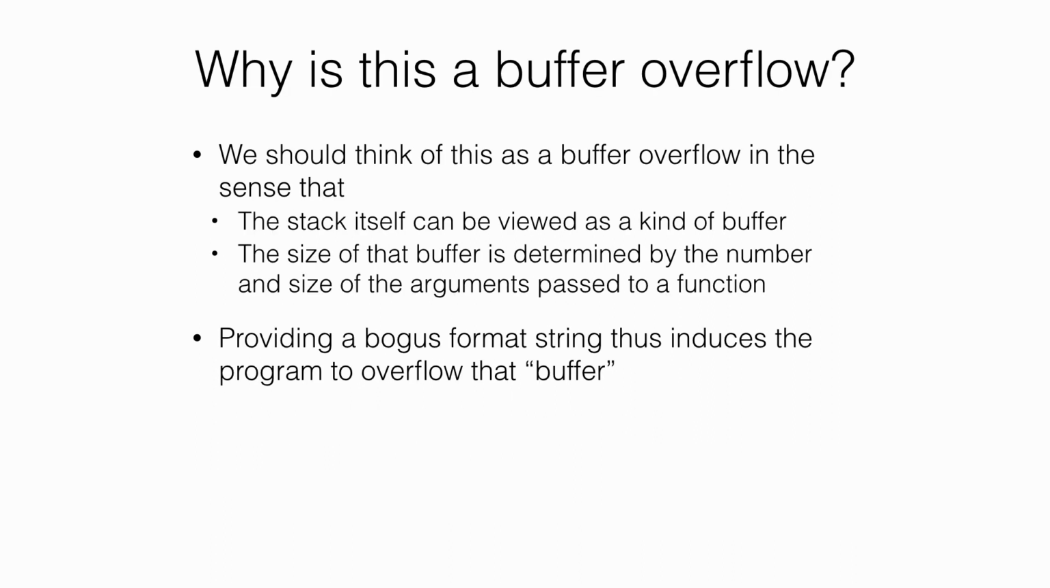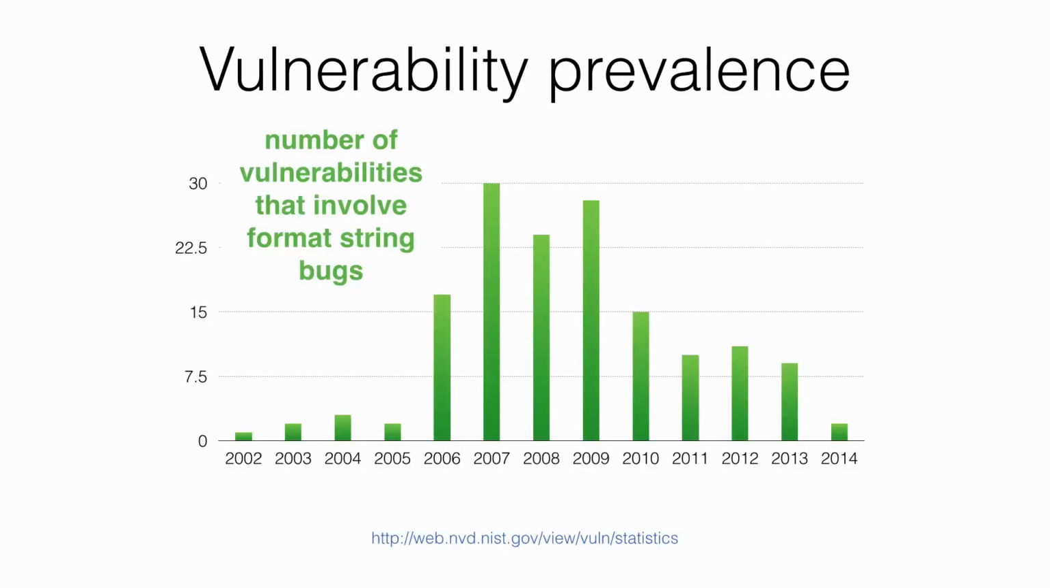So you might ask yourself, why is a format string attack like a buffer overflow? Well, we should think of it as a buffer overflow in the sense that the stack itself can be viewed as a kind of buffer. That is, all of the arguments defined by a function define a kind of buffer and bounds. The size of that buffer is determined by the number and size of the arguments passed to the function. So providing a bogus format string induces the program to overflow the buffer as defined by the arguments. This vulnerability has been around for quite a while and continues to happen despite people knowing about it.